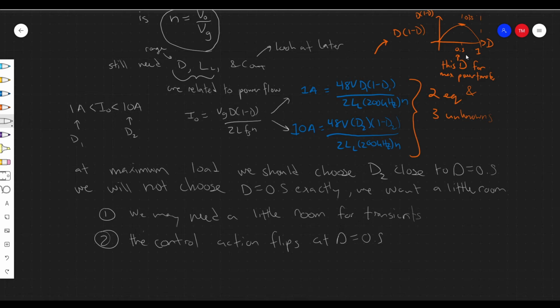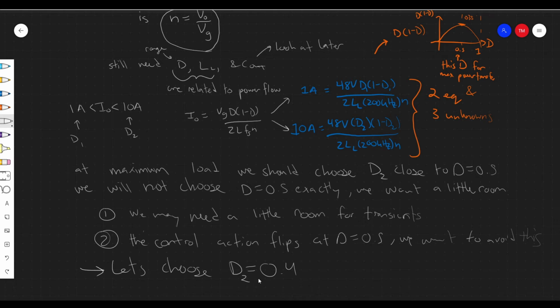So what does that mean? It means that your controller may be telling your system to increase the power, but the opposite effect happens. So there might be some control issues if you do that. So we want to avoid this. So, somewhat arbitrarily, let's choose D equals 0.4.